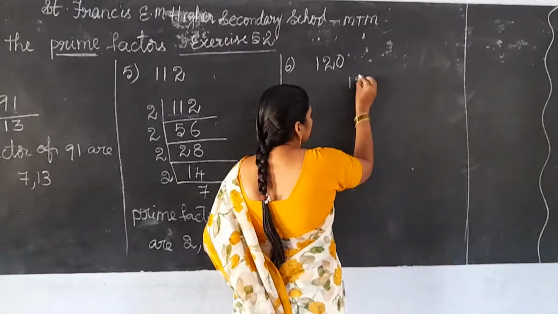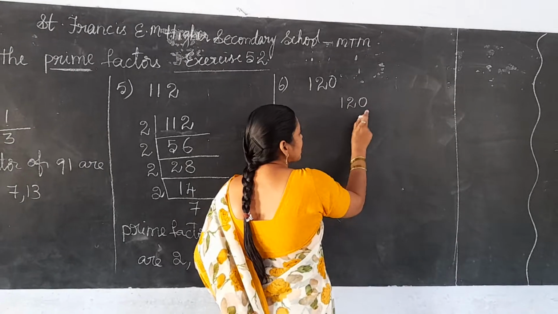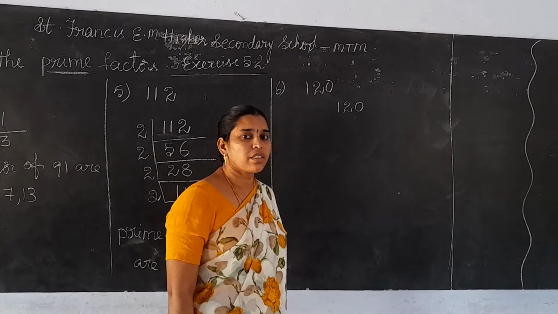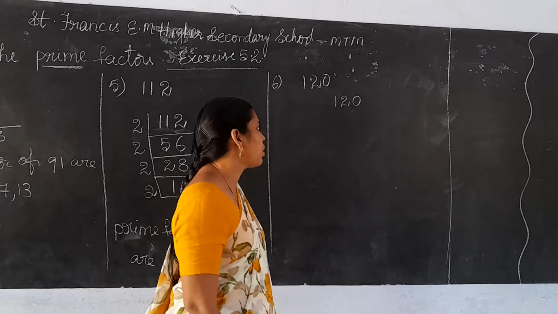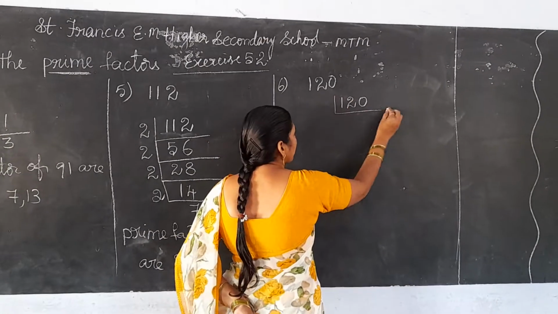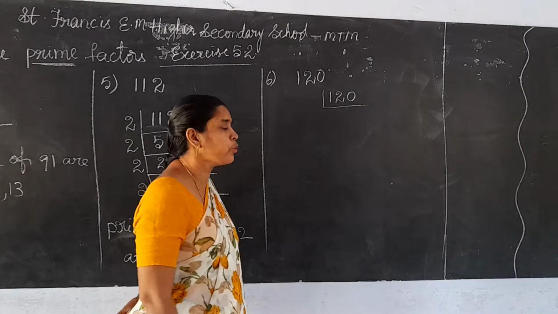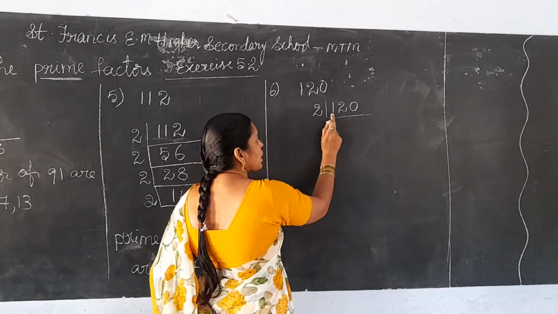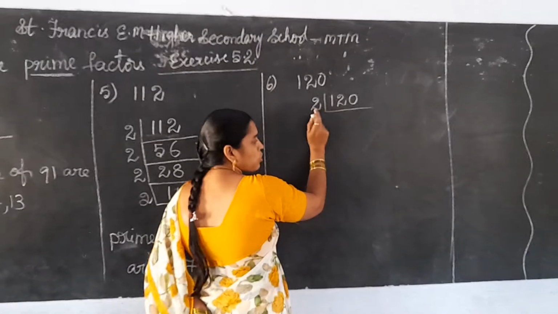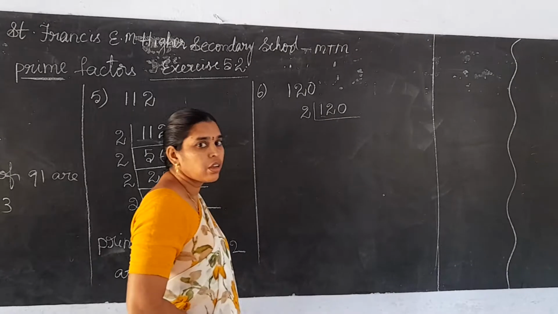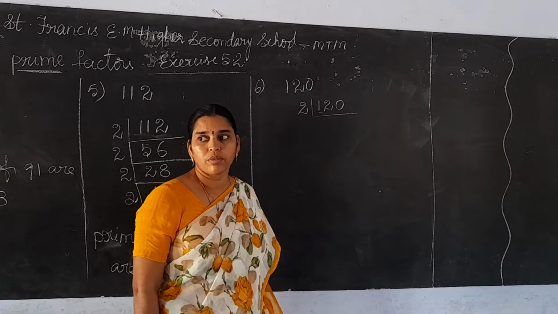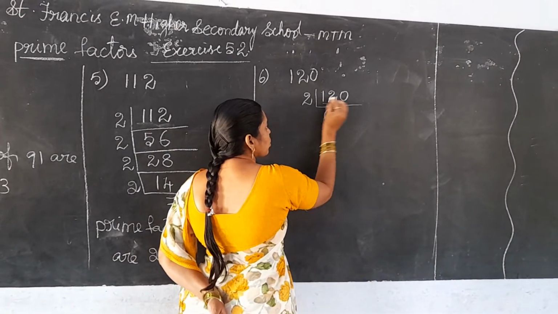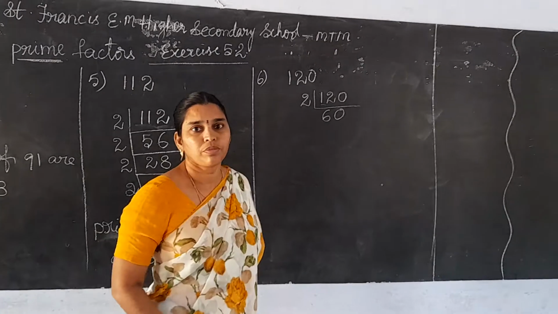Write 120 in the middle. Now check it. What is the ones place digit in this number? 0. So which divisibility rule will it go to? Take 2, the divisibility of 2. Now check it. 1 does not go by 2. So then you take 2 numbers. What is that number? 12. 2 how many times will go in 12? 6 times. 2 zeros are 0.